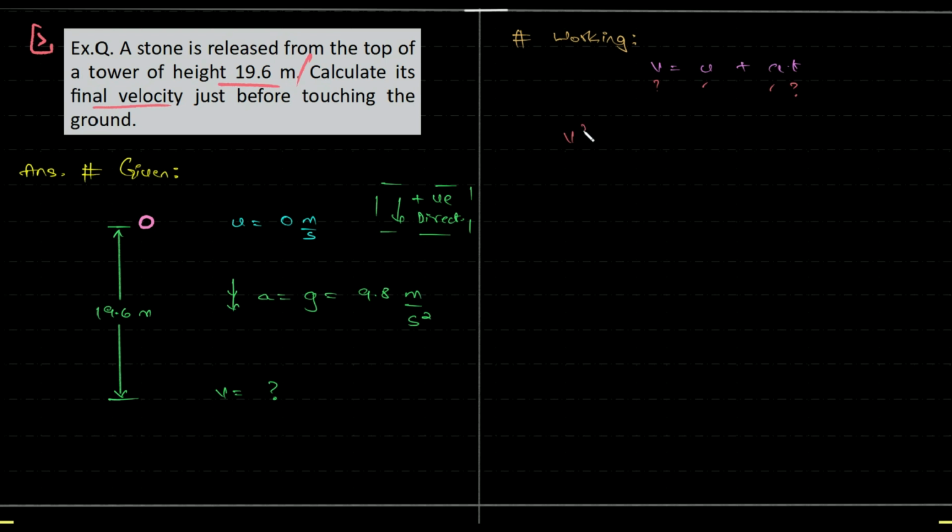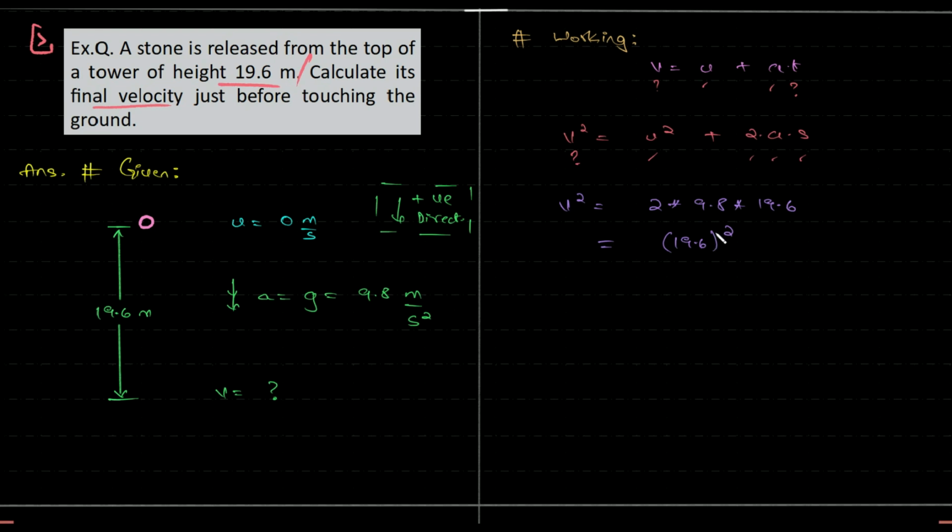Then v square is equal to u square plus 2 into a into s. V unknown, this is known, this is known, this is known. Yes. Right, guys. So this is how you have to figure out. So v square is equal to 0, so you can ignore it, into 9.8 into 19.6. This is v square. We need to take a square root. So 9.8 into 2 is 19.6. This is also 19.6, the whole square.